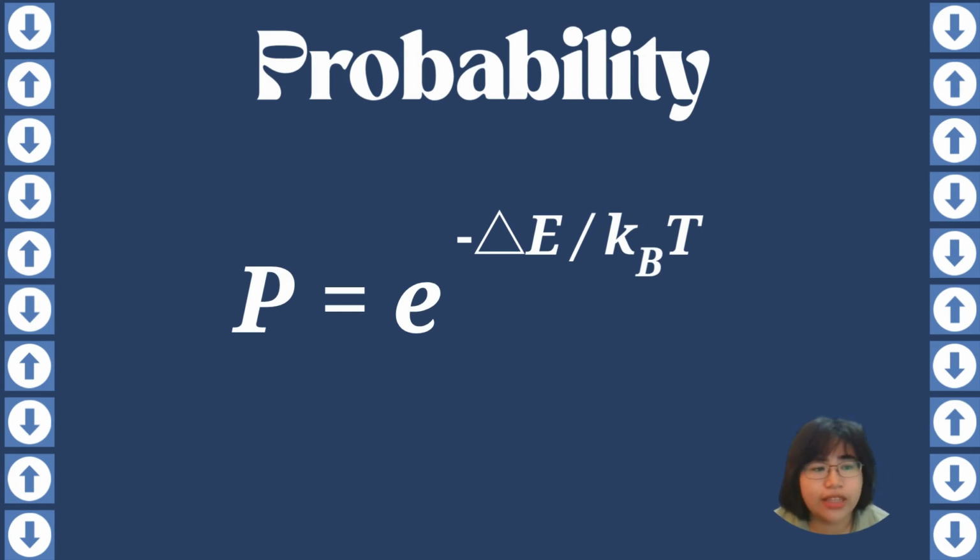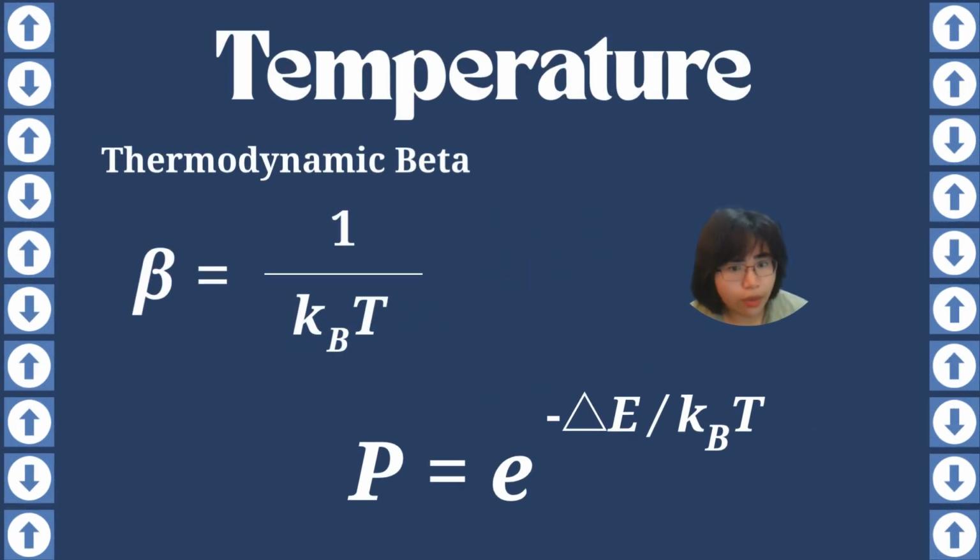Kanina, na-mention natin na if yung delta E is greater than 0, i-accept natin siya with probability P. Ito na yung P na yan. Madedetermine mo siya by yung exponential of negative delta E over k sub B T, where k sub B is yung Boltzmann constant and T is yung temperature in Kelvin. So, yung probability kanina ay dependent on temperature.